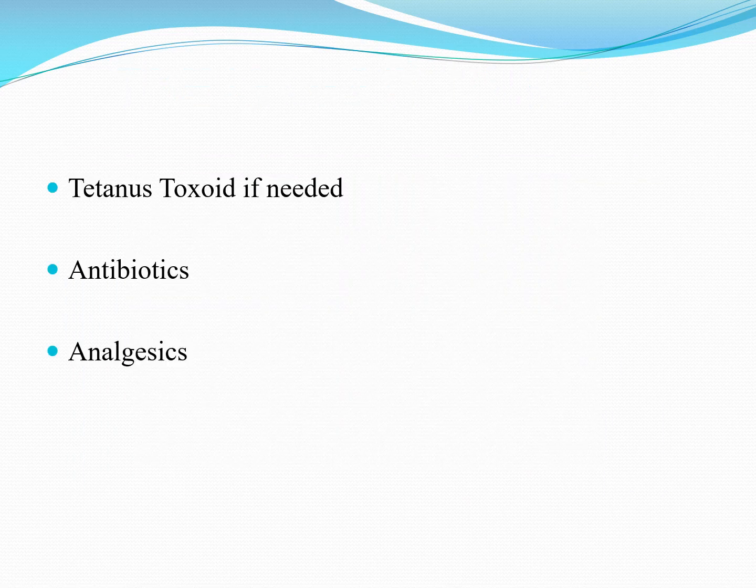Apart from that, if the patient has not taken a tetanus toxoid TT injection, they need to take that, along with antibiotics and analgesics. Depending on the extent of the injury and infection, you can prescribe antibiotics, and depending on the extent of pain, you can prescribe mild, moderate or severe analgesics. So this is a general requirement for traumatic injuries.